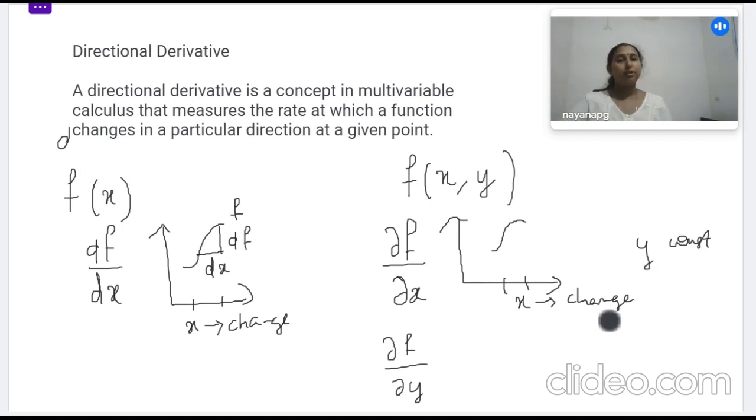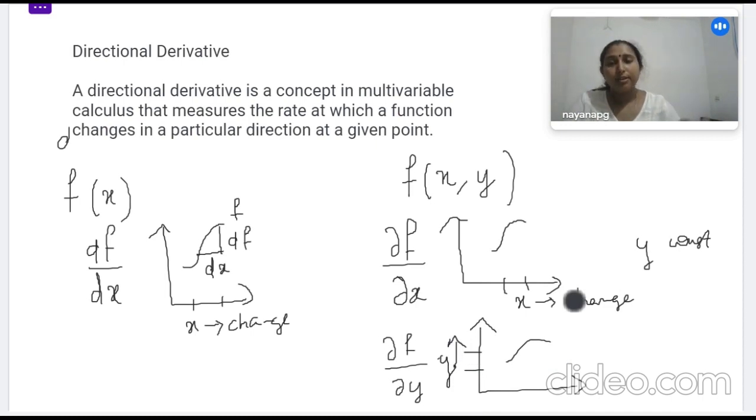We could also say that the function f is changing in the direction of x, or in the direction of the x-axis. What about the partial derivative of f with respect to y? The function is changing with respect to y, or the variable y is changing here, and we say the function f changes over the direction of y. So here we discuss the function changing in the direction of x and in the direction of y.